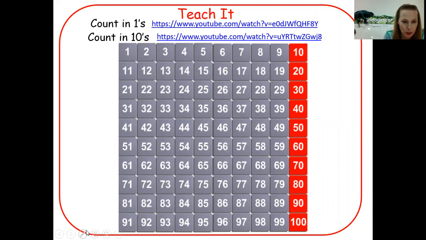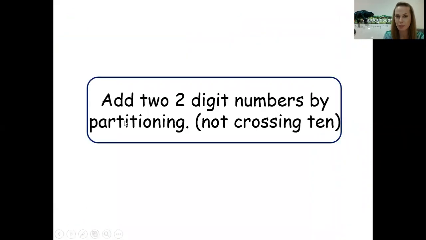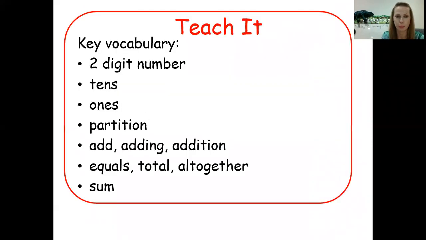Okay, we're going to move on now to the next slide. So this is our objective. We're going to add 2 two-digit numbers by partitioning. Partitioning means to split into tens and ones. We're not going to go into the next 10, so the ones that we're adding together today will not add to more than a total of 9.